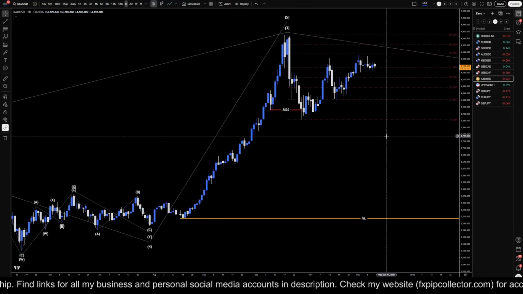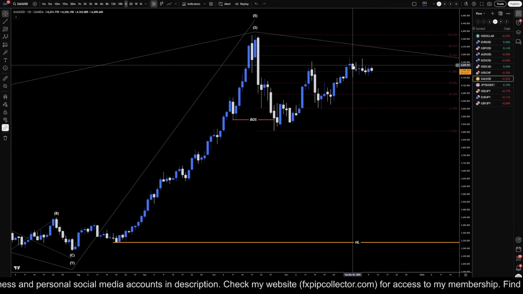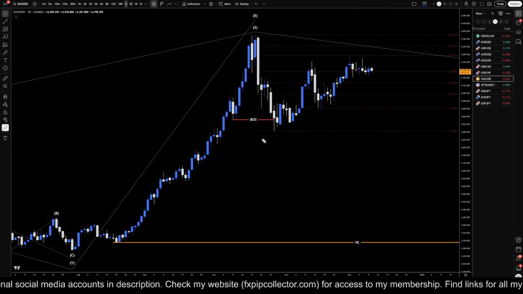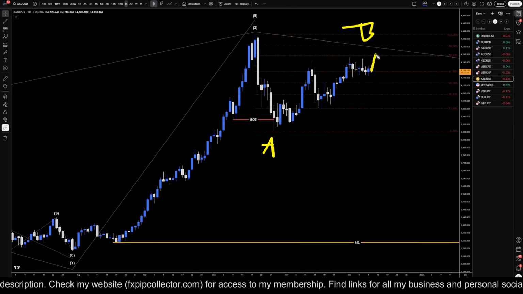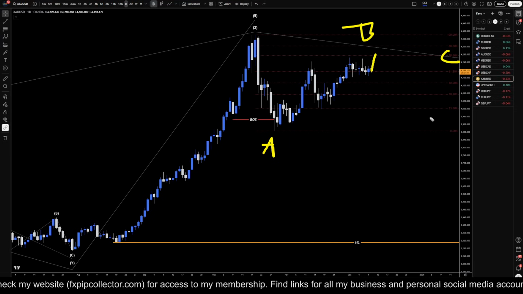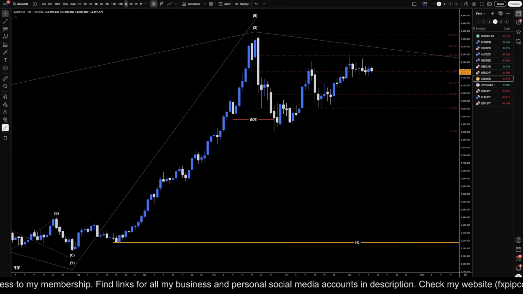Moving on to the gold. Gold has been extremely sideways for quite a long time right now. I still think the first push down is an A. I still think this is a wave B. I still think it needs to go up again to complete the wave B before it actually goes down and makes a wave C. And this is probably a wave 4 on like the weekly time frame.